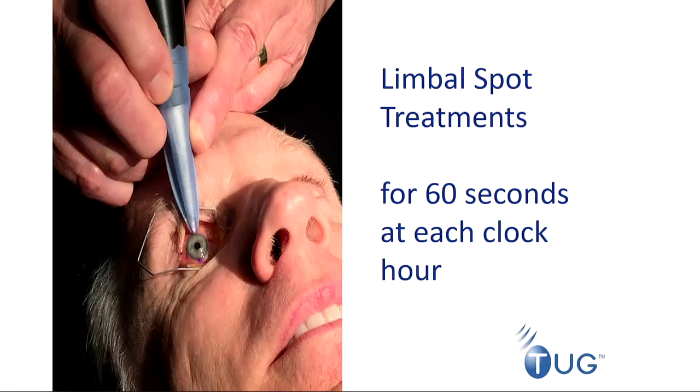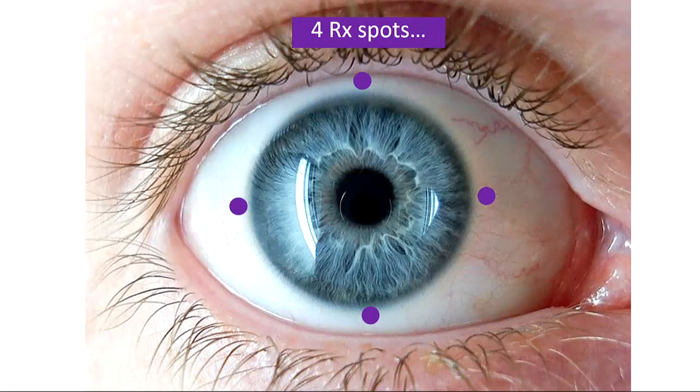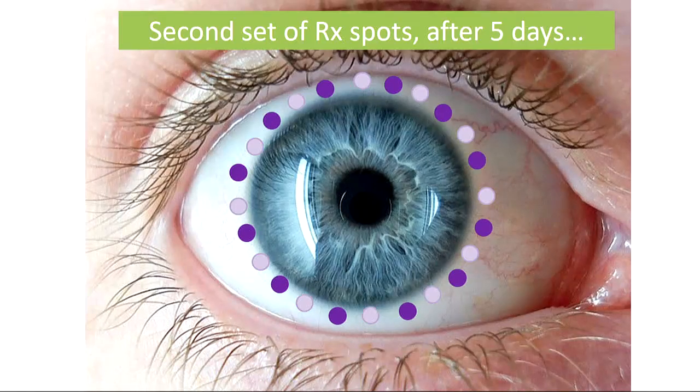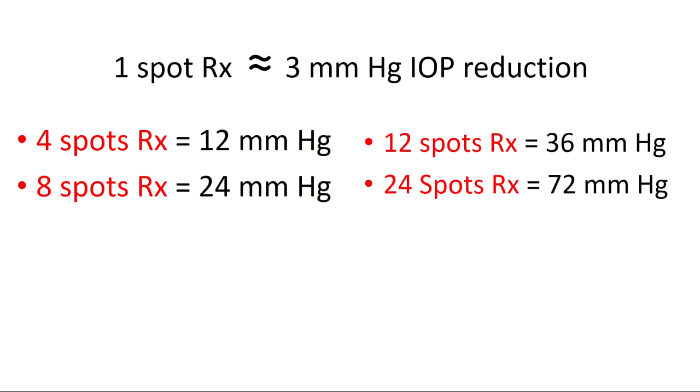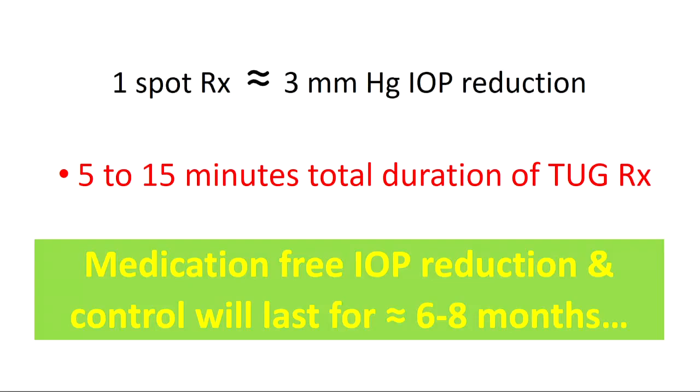Limbal spot treatments are to be given for 60 seconds at each clock hour position. We can give 4 spots, 8 spots, 12 spots, or 24 spots. One spot of treatment gives approximately 3 mm IOP reduction. 5 to 15 minutes is the total duration of TUG treatment, and this medication-free IOP reduction and control will last for approximately 6 to 8 months.